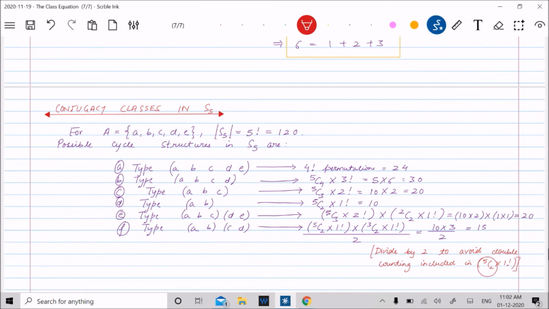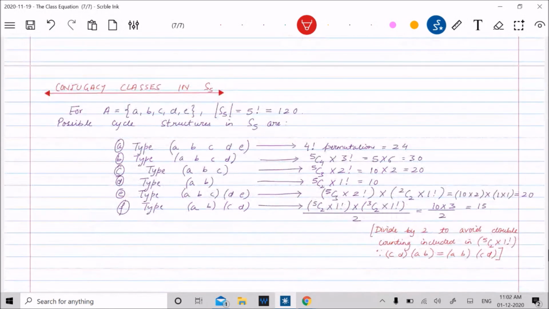Because 5C2 means you're going to choose 2 symbols out of 5, and sometimes you will choose AB, and sometimes you may choose the same pair which you have written here actually. So that will be kind of double counting because CD times AB is actually equal to AB times CD, right? So this is the reason why we are actually dividing by 2, right?